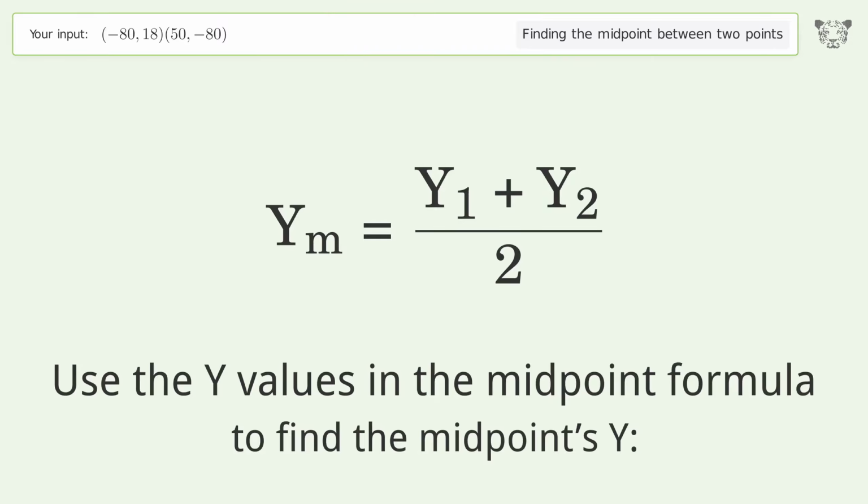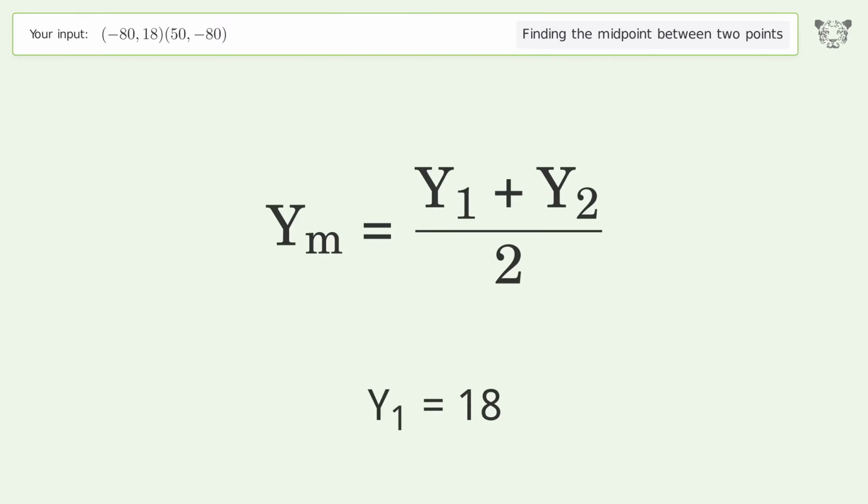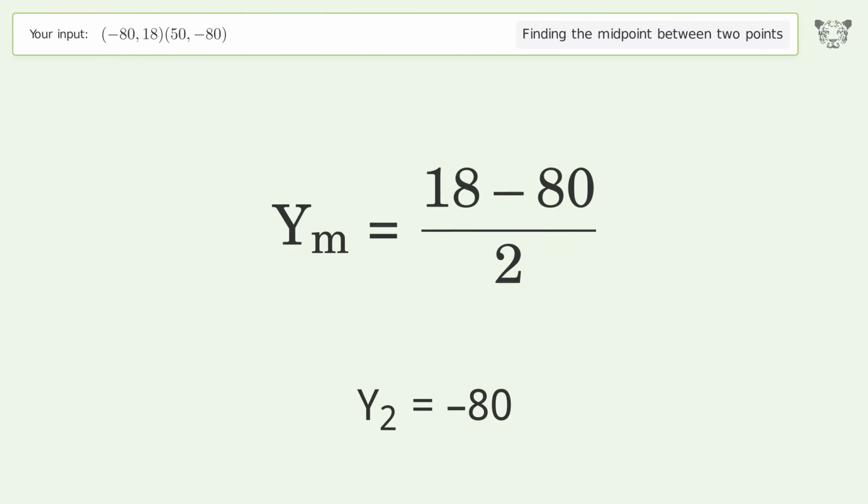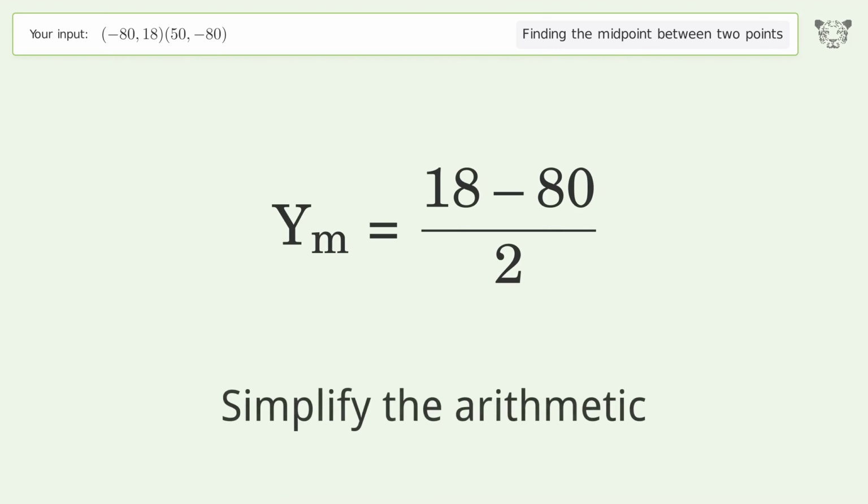Use the y values in the midpoint formula to find the midpoint's y. y1 equals 18. y2 equals -80. Simplify the arithmetic.